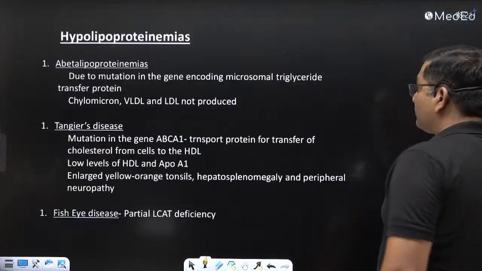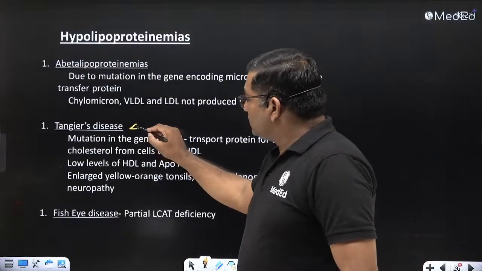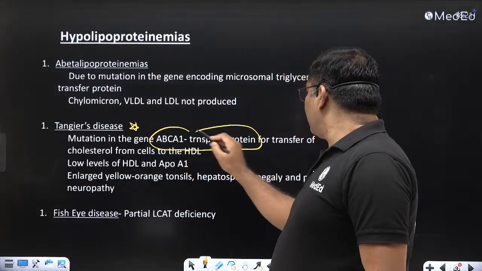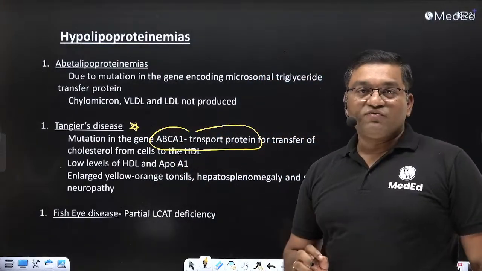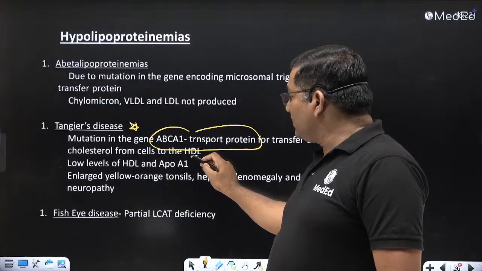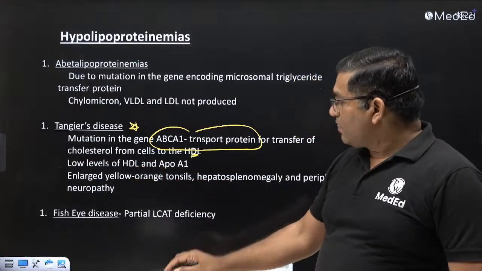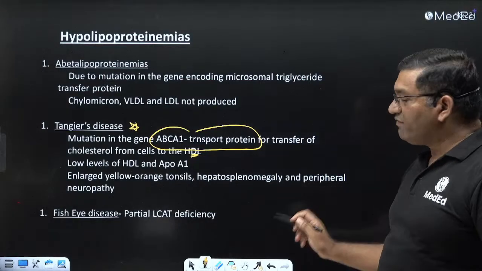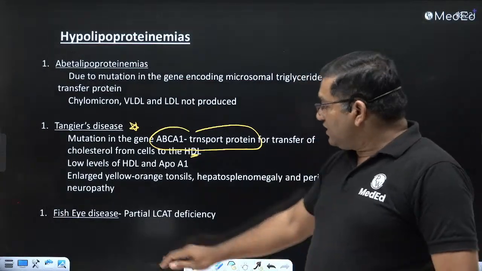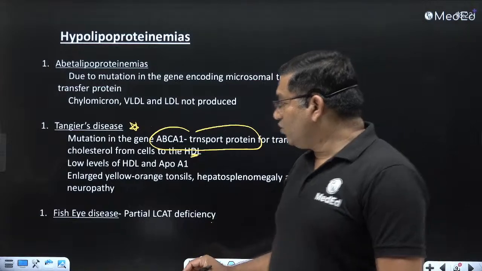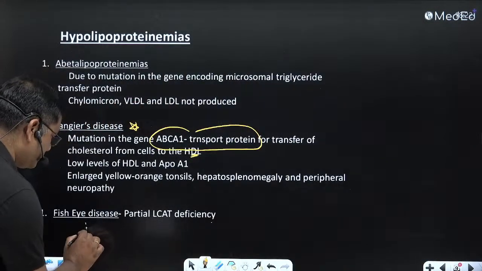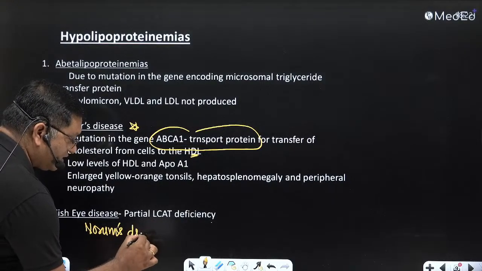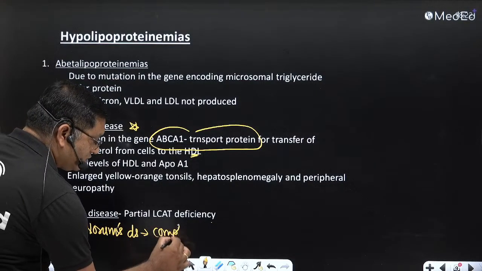Then Tangier's disease is due to mutation in the gene ABCA1, a transport protein which is required for transfer of cholesterol from cells to the HDL. So there is low level of HDL, enlarged yellow-orange tonsils, hepatosplenomegaly, and peripheral neuropathy. Fish-eye disease is partial LCAT deficiency. One more is there, Norum's disease, which is complete deficiency of LCAT.